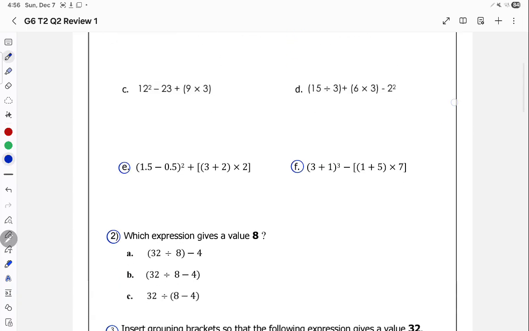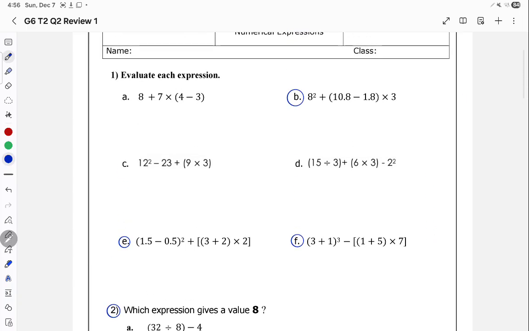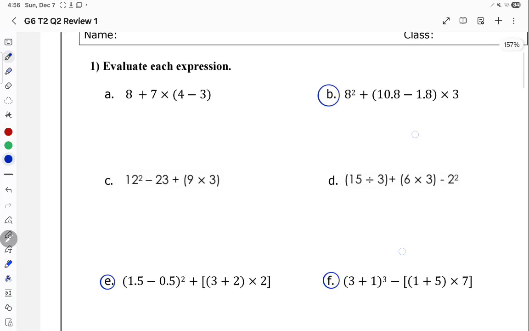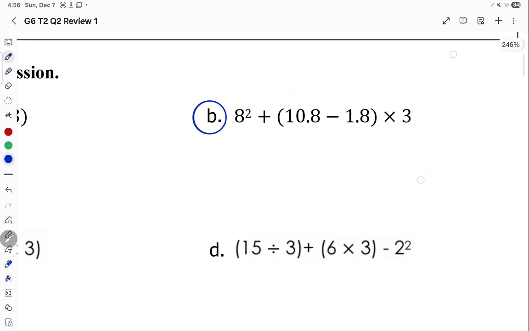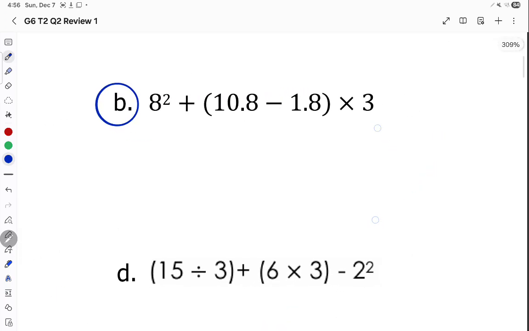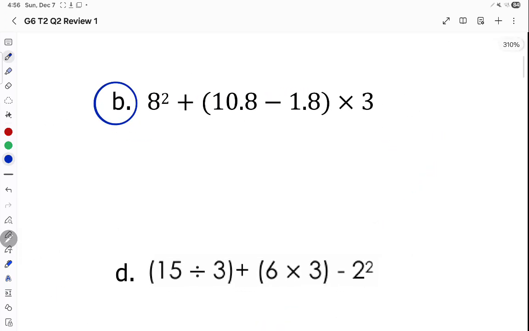So there are several questions here. I won't be able to answer all of them. I'll answer some of them, and the remaining you guys can try. Okay, so here let's take the first question. We have 8 to the power of 2 plus 10.8 minus 1.8 times 3.